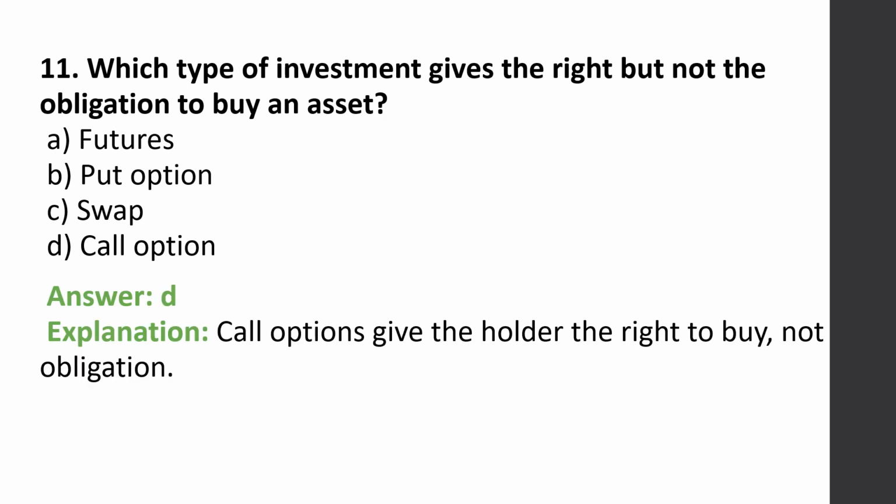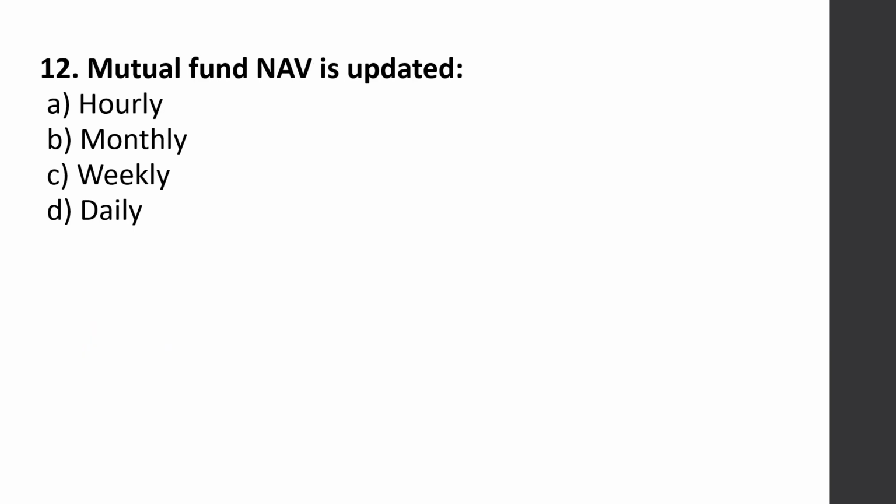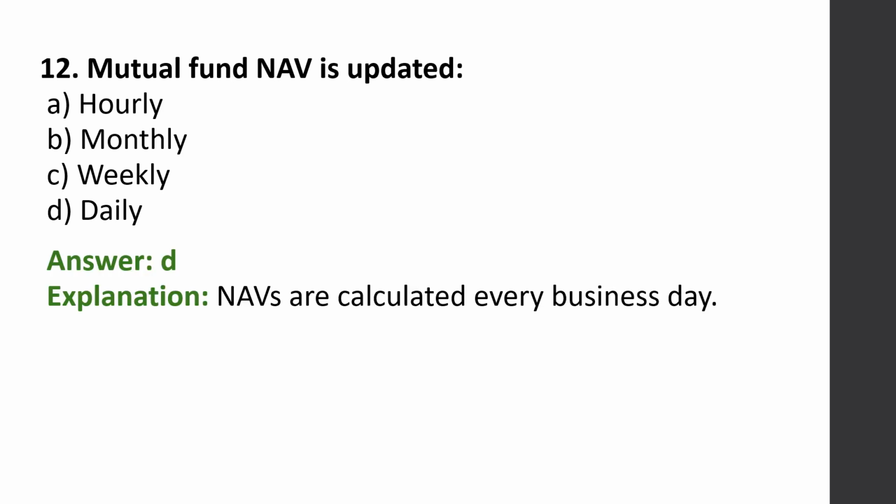Next question. Mutual fund NAV is updated option A hourly, option B monthly, option C weekly, and option D daily. Correct answer is option D daily. NAVs are calculated every business day.